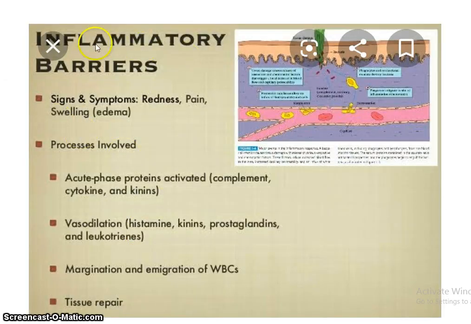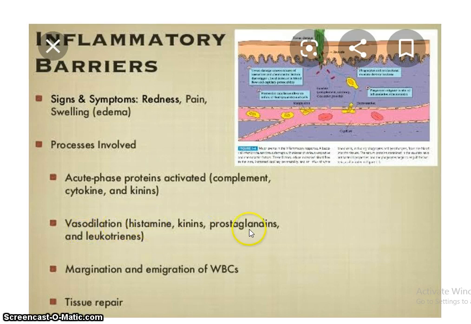Now the fourth barrier of innate immunity is the inflammatory barrier. This inflammatory barrier acts during infection and tissue injury. The first signs of the inflammatory response are redness, pain and swelling. Along with that, some chemicals are also released. Acute phase proteins are activated, and vasodilators are released.